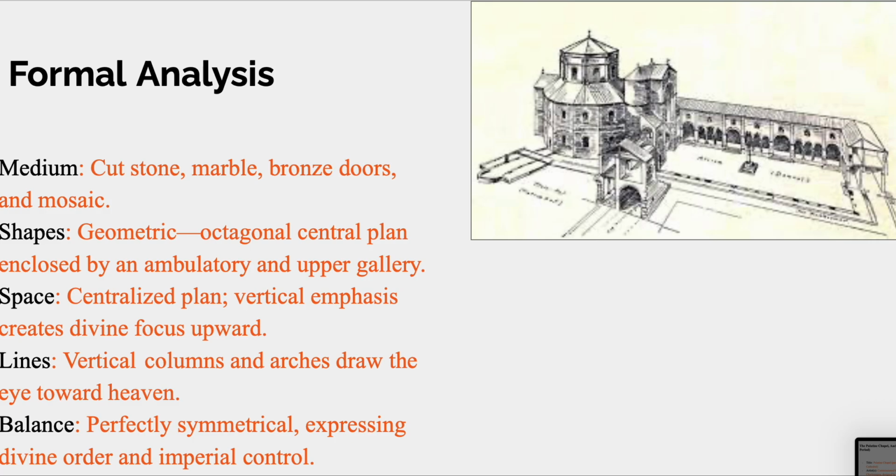Next, we have lines: vertical columns. As I said, in space and lines, we have the vertical columns and arches drawing the eye toward heaven. That's what they want. That's what the focus of this build was. The balance was perfectly symmetrical, expressing divine order and imperial control.